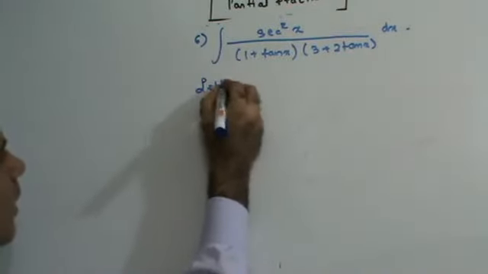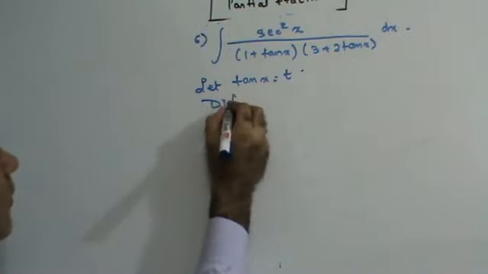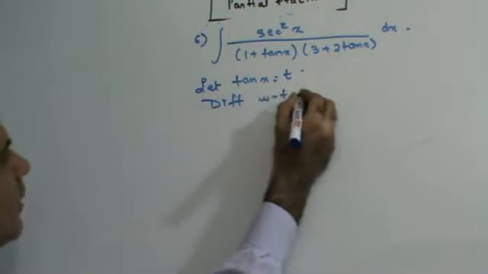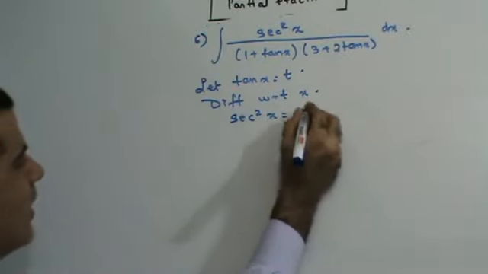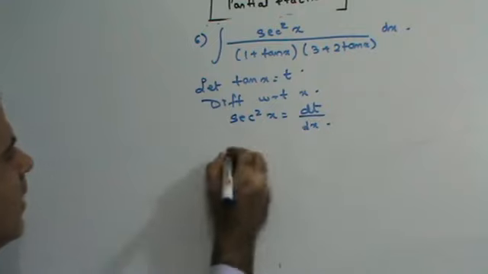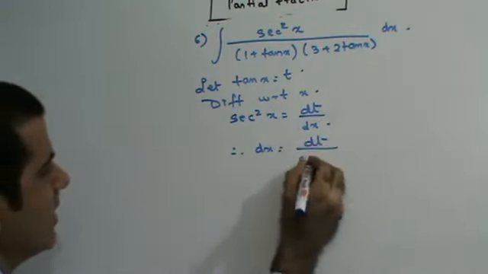Let tan x be equal to t. Differentiate with respect to x. d by dx of tan x is sec square x, which is dt by dx. Therefore, dx is dt upon sec square x.